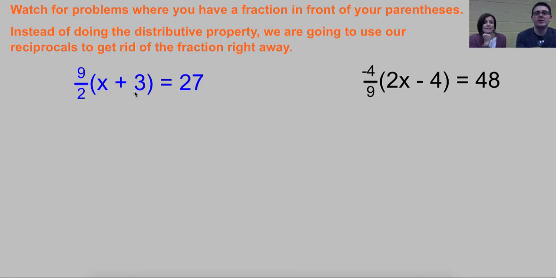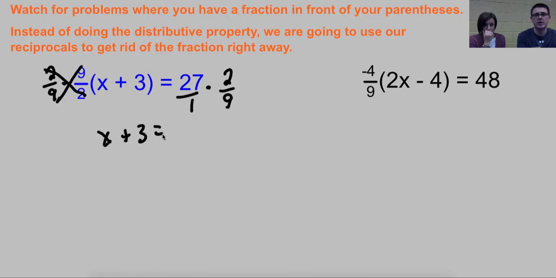So what we're actually going to do is get rid of our fraction. Think of it as something times this. We want to get rid of the multiplication. Well, to get rid of multiplying by a fraction, we can just multiply by its reciprocal. So we're going to get rid of this piece instead of distributing it through. But I have to do the same thing to both sides. 2 ninths times 9 halves. The 9s and 2s are going to cancel, and I'm just left with x plus 3.